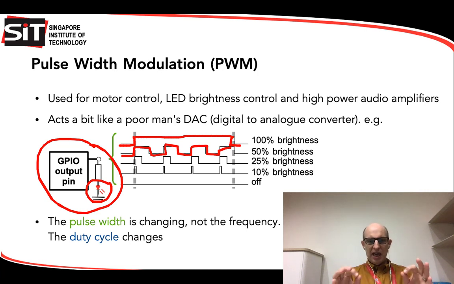Now, what's happening here? We're not changing the frequency of the signal. We're not saying send a signal that's oscillating like that, or a signal that's oscillating like that, a fast or slow signal. We're changing the pulse width. We're keeping the frequency the same, but the pulse width is changing. And that's called the duty cycle.